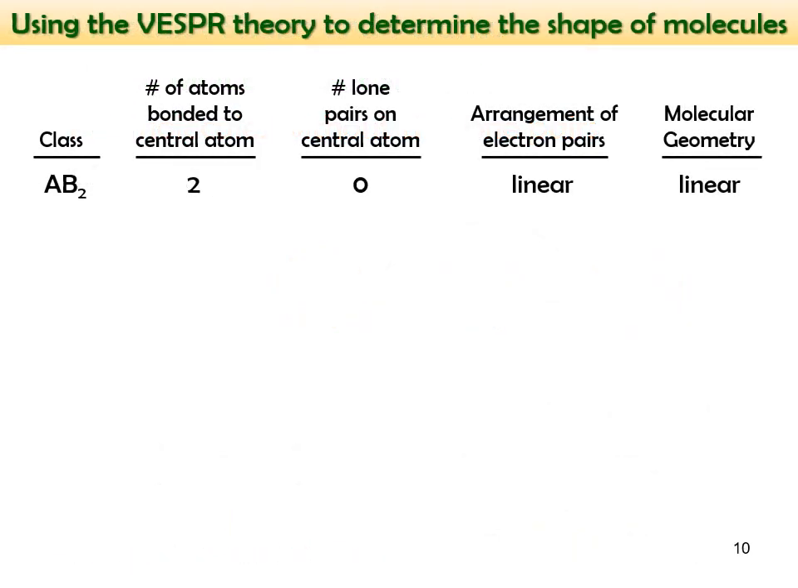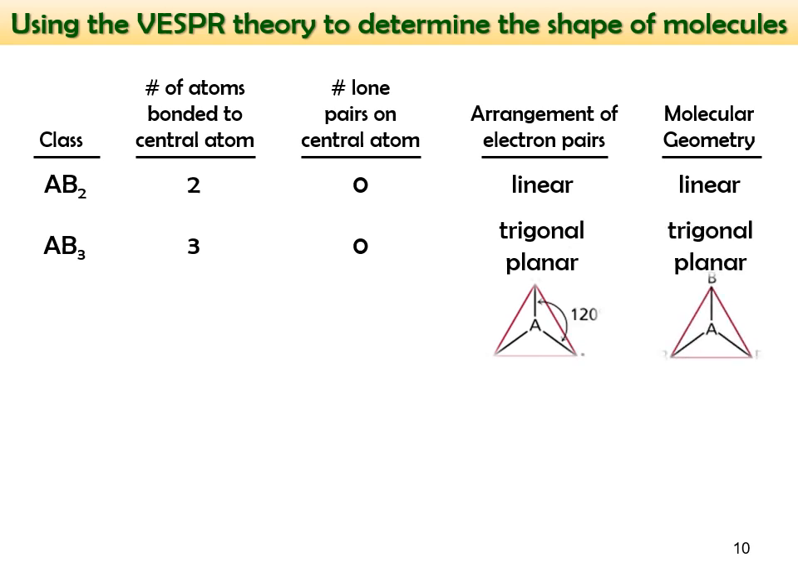Right. So next, let's have a look at the next class, which is AB3. And the arrangement and the molecular geometry is trigonal planar. Okay, so AB3 means central atom A. There are three terminal atoms, 1, 2, 3. Okay, so 3 atoms bonded to central atom, ataupun there are 3 bonding pairs of electron.